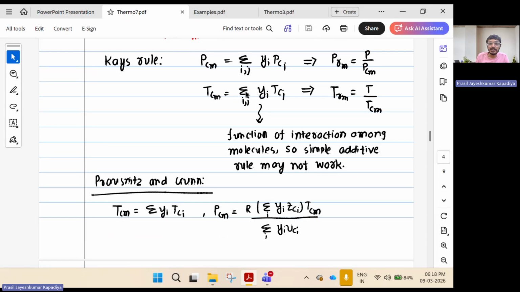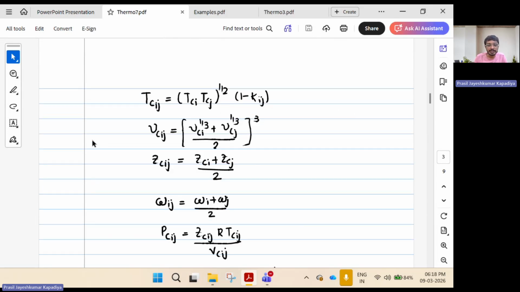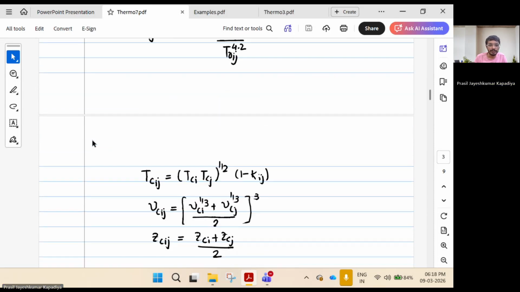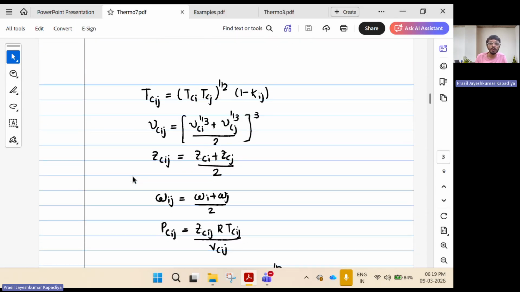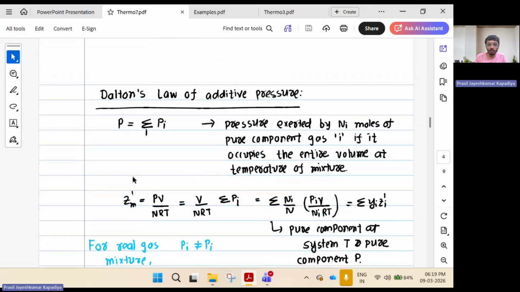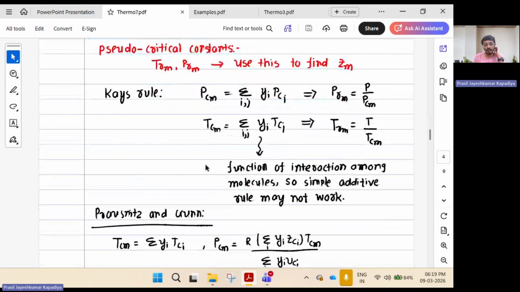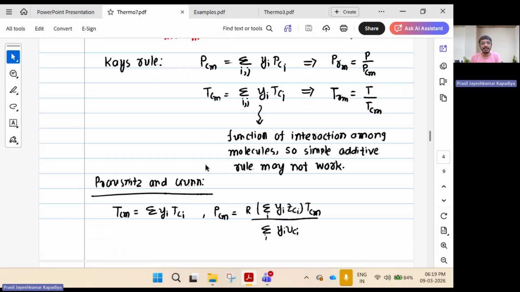Okay. So sometimes this critical temperature rule, this y1 TC1 plus y2 TC2, may not work for the mixture. So here we had seen for more than one component, we can use square root of TC1 TC2. Okay. So these additive rules may not always be true, because critical temperature and pressure are properties of interactions among molecules. So that's why we may not always get very accurate results with simply using the additive rule.